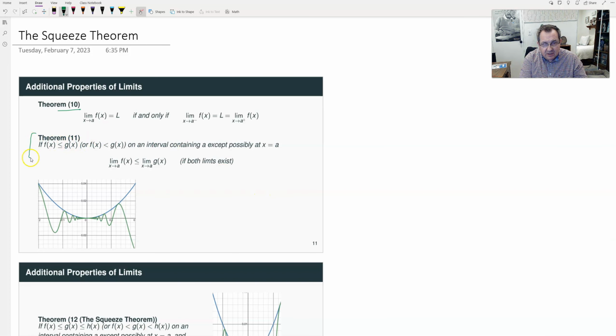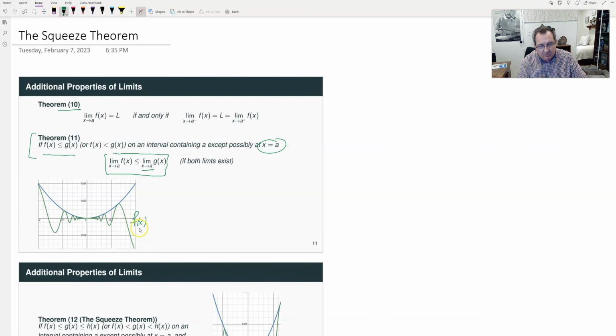Then we will introduce a theorem where the functions are compared. In particular, if function f of x is less than or equal to g of x, and it's true on an interval that contains the point a, except maybe at point a itself, then you can prove that if we take the limit of the function f of x as x approaches a, and take the limit of the function g of x as x approaches a, the inequality persists. If f is less than or equal to g, then the limit of f will be less than or equal to the limit of g. And here's an illustration for the theorem.